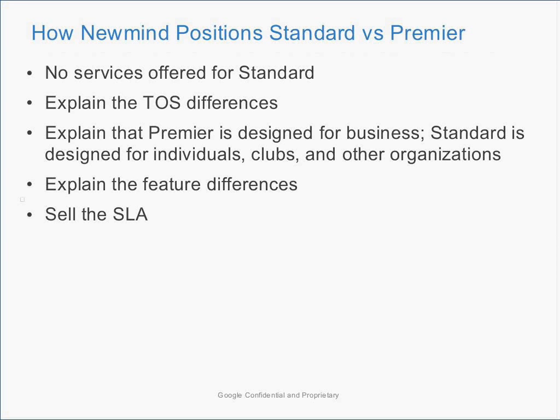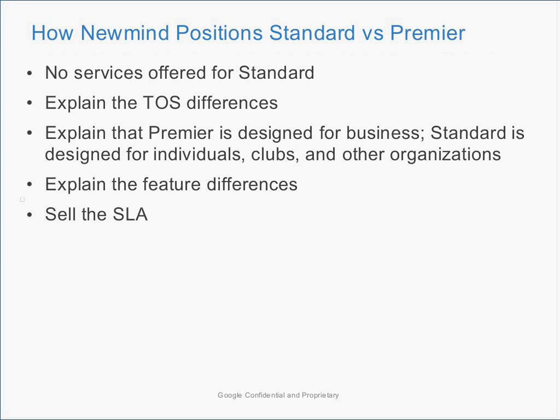Of course, we explain, Mosen kind of covered this, that Premier is really designed for business. Standard is designed for individuals, clubs, and other organizations. Generally, serious business folks want something that's made for them. They don't want to shoehorn something together. And folks that are maybe not as serious about their business, or maybe penny wise and pound foolish, will try to use something that's really not designed for the purpose. So I really try to highlight that Premier is designed for the purpose, designed for your business.